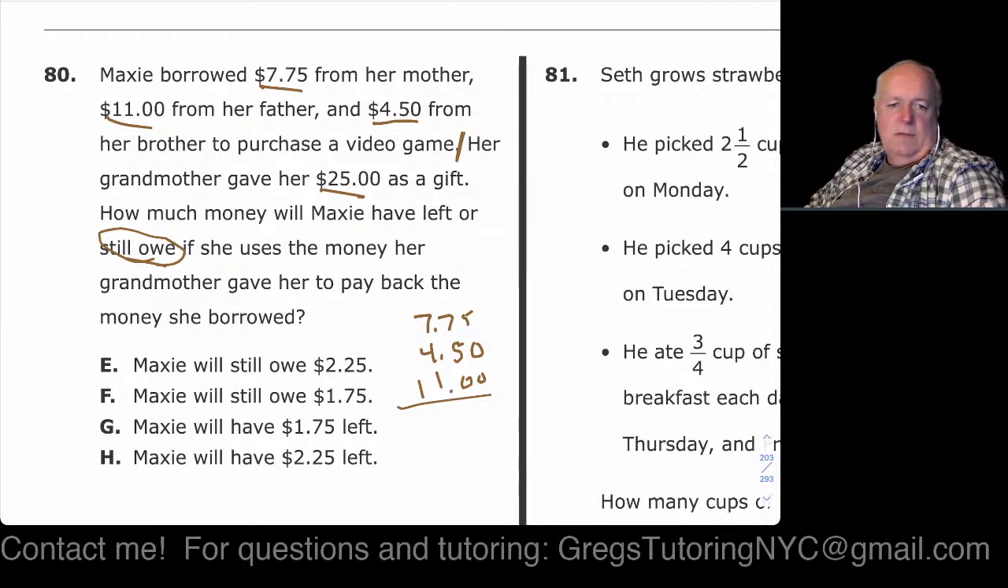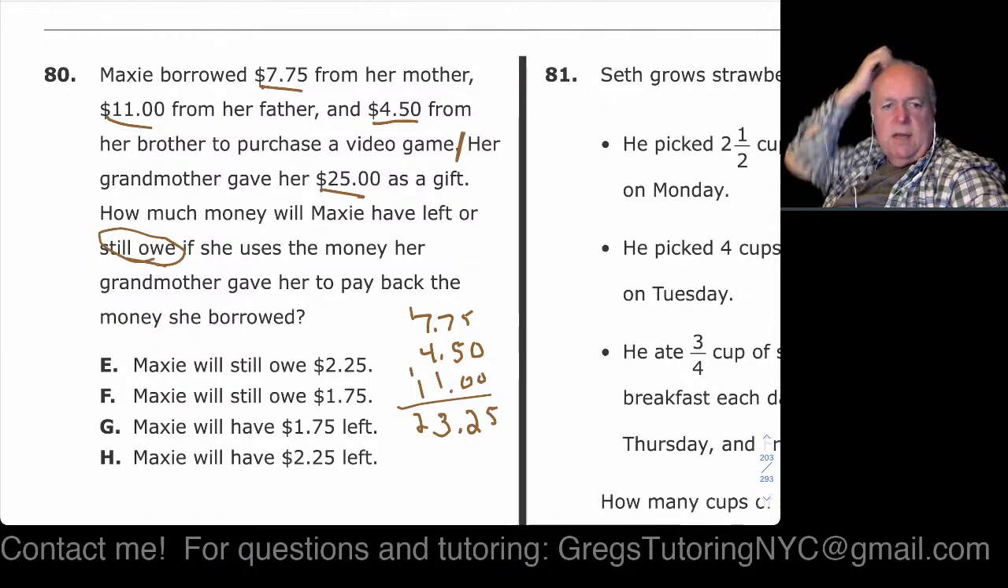We get 5, 12. That's an ugly 2 there. Carry the 1, 7, 8, 9, 13, 1, 23, 25. Let me just double check that. 5, 2, 1, 8, 12, 13, 1.